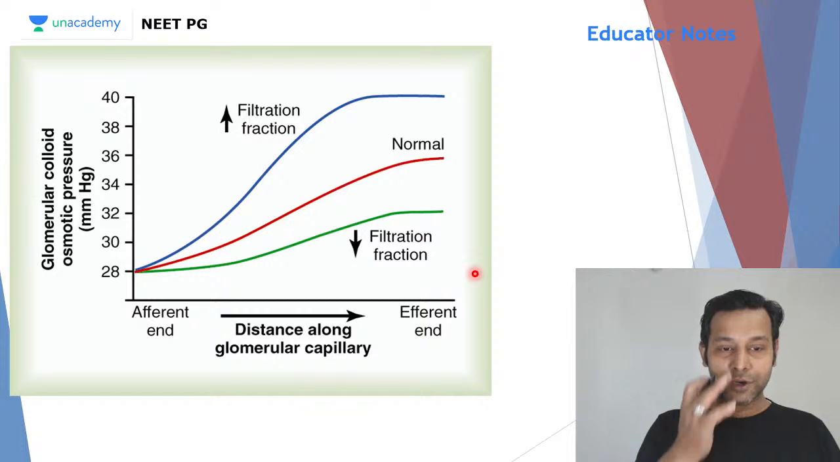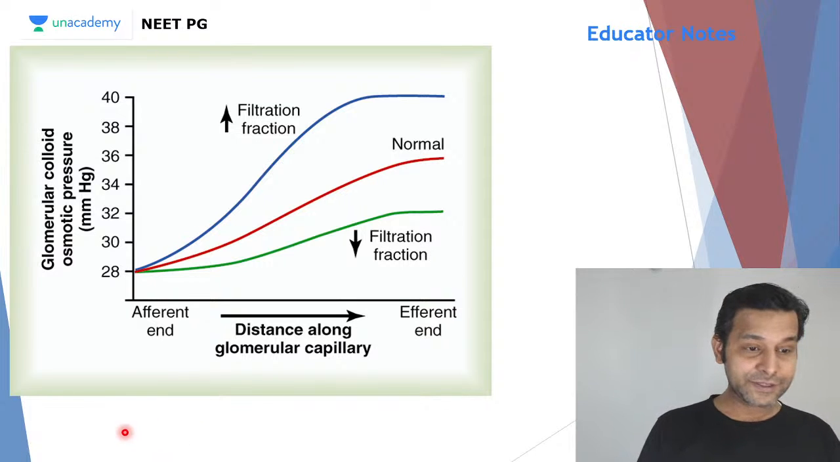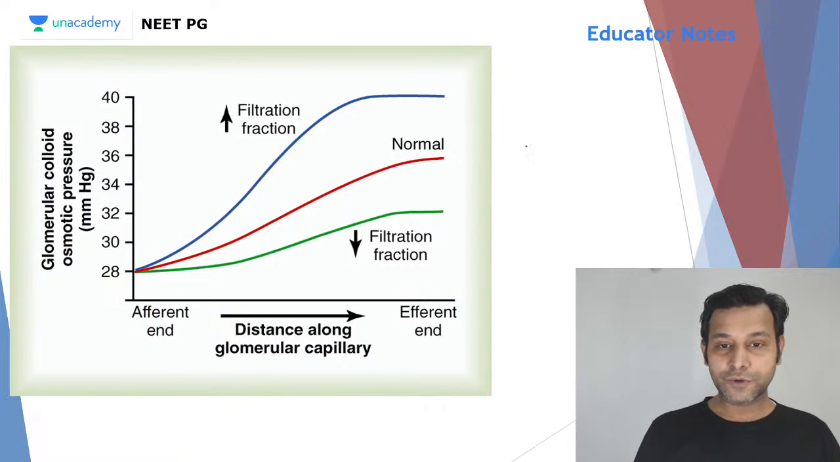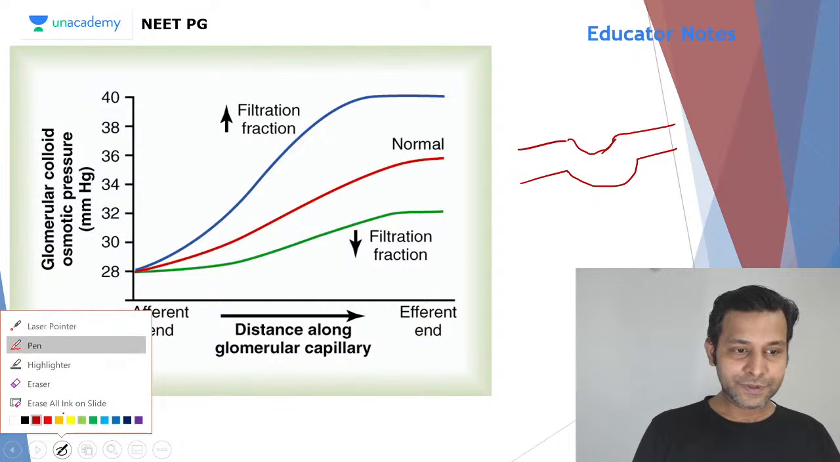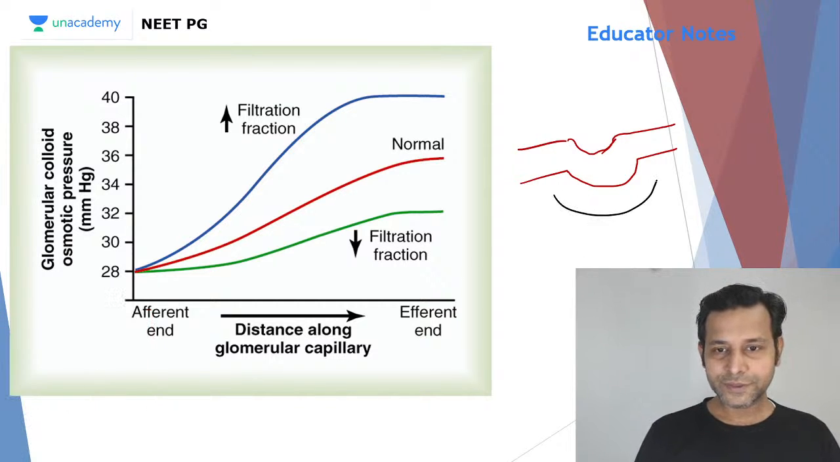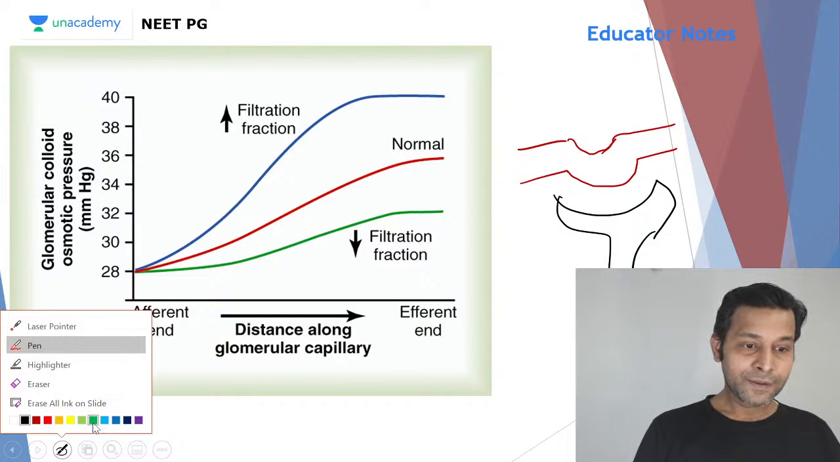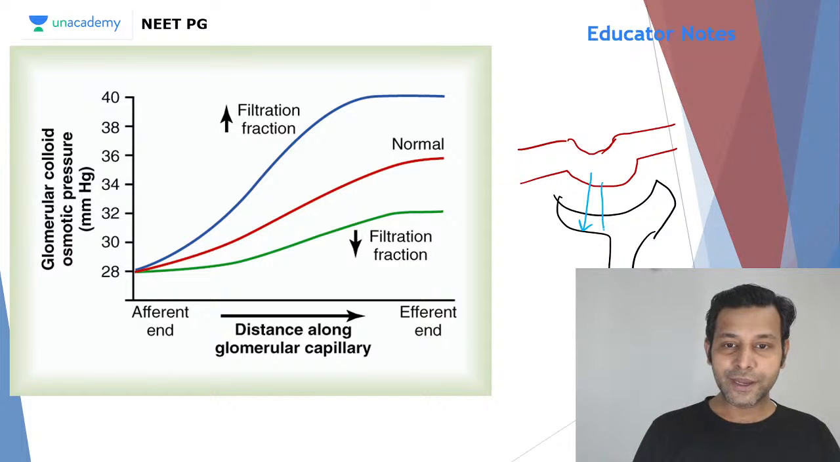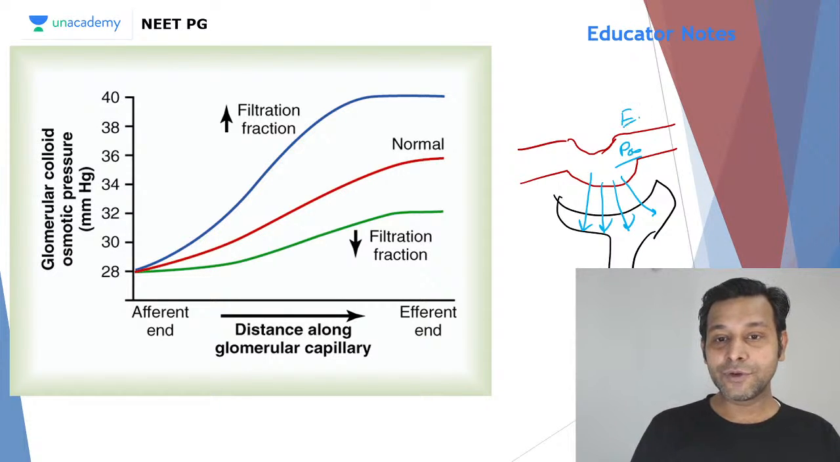Let us see what it means. Decreased filtration fraction is because there is lesser water leaving. And if the filtration fraction increases, too much of water leaves the capillary. See, this is the afferent arteriole, we have the glomerular capillary and the efferent arteriole. Suppose this is Bowman's space, and if too much of fluid leaves the glomerulus, then the relative proteins on the efferent arteriole increase.